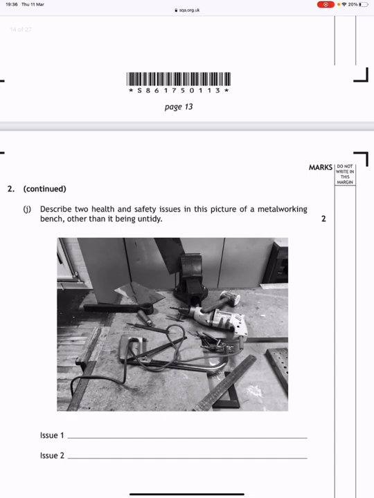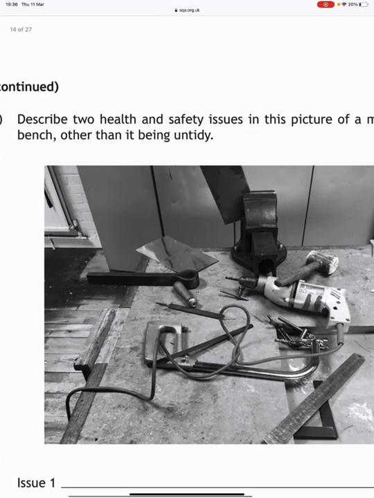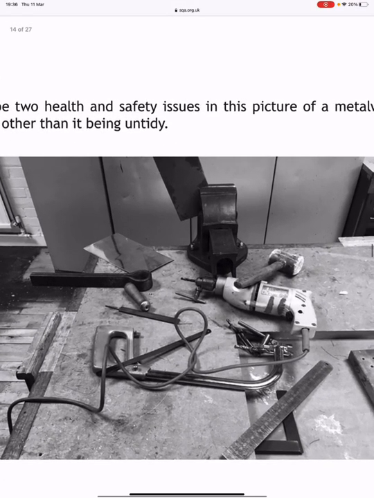Describe two health and safety issues in the picture of a metal working bench, other than it being untidy. Right, so let's have a look. We've got a bit of metal and flat bars sitting overhanging the edge of the bench. They might fall off and hurt someone. We've got another bit of metal still in the vise, which could hurt someone walking by.